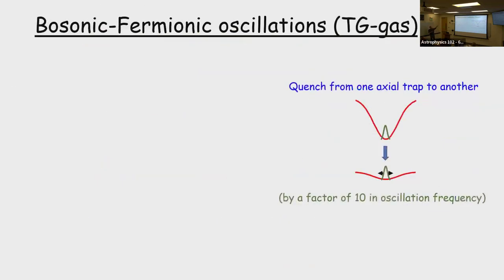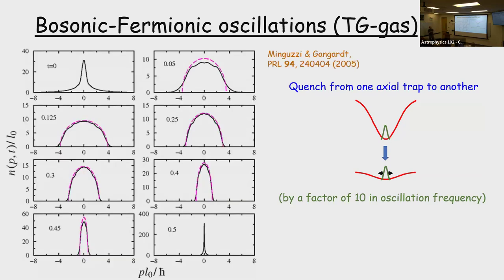Okay, so from equilibrium, we then start to do the quench. We start off with trap quenches, where the first idea for doing this was a theoretical proposal from work done by Minguzzi and Gangardt in 2005, where they imagined starting off in a deep trap and then quenching to a trap with 1/10 the oscillation frequency. And then they considered what happened. This is in the Tonks-Girardeau limit.